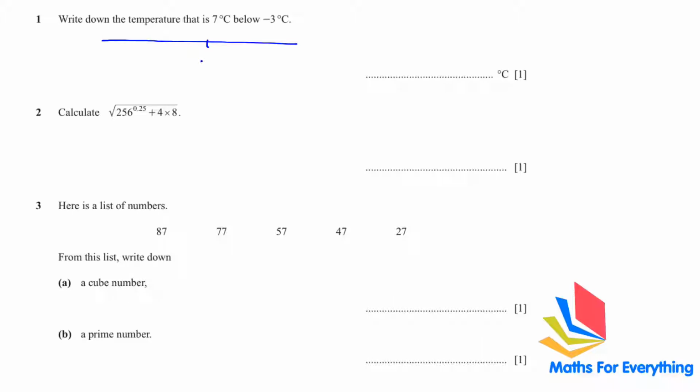This is 0. Negative 3 is here. We are moving 7 degrees below. Below means on the left hand side. So 1, 2, 3, 4, 5, 6, 7. So this is negative 3, negative 4. When you count like that, this is negative 10 degrees Celsius.